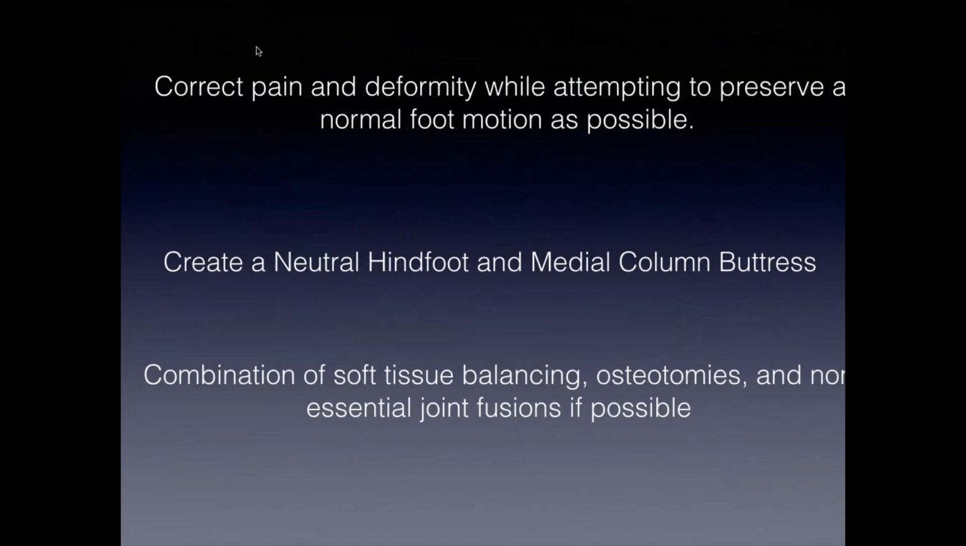So again, correct the pain and deformity while attempting to preserve as normal a foot motion as possible. And again, with newer techniques, we're able to do this, and we're seeing this on the medial column. Want to create a neutral hind foot and a medial column buttress. And if you look at Vora's and Acevedo's article, what they did is they did address that hind foot aspect, and they did create a neutral hind foot. The combination of soft tissue balancing, osteotomies, and non-essential fusions, if possible. Try to stay away from fusing essential joints, as Sick Hansen said, the subtalar joint, talonavicular joint. Try to salvage as many of those medial column joints as possible, thus preventing further arthrosis proximally.